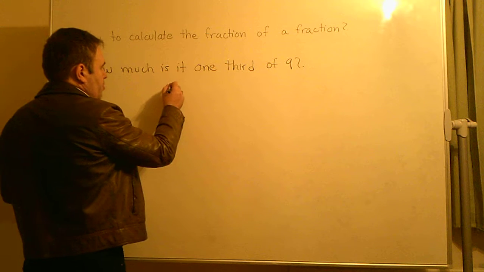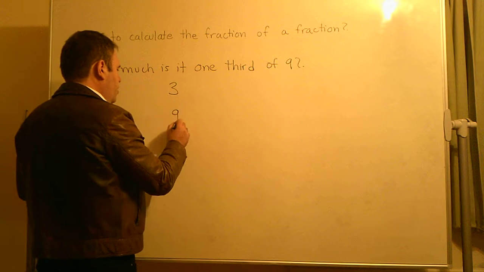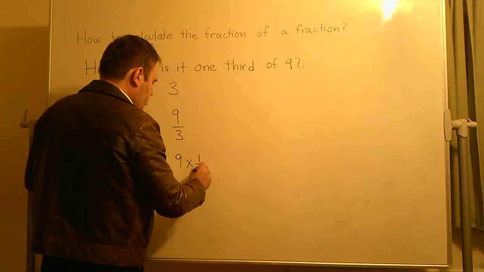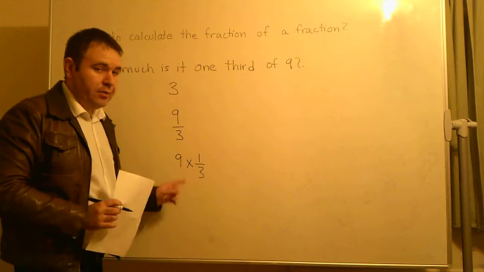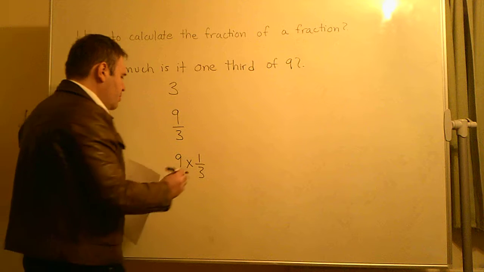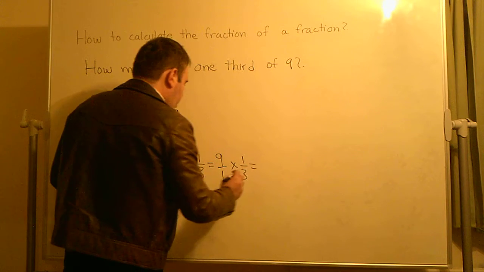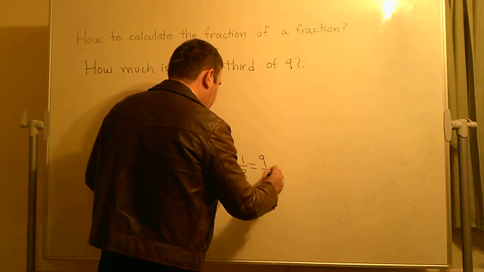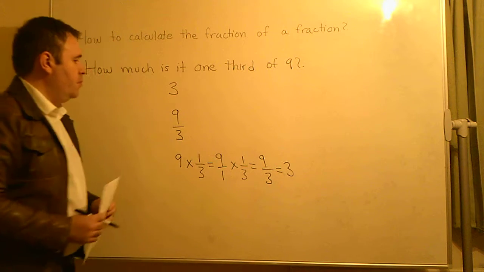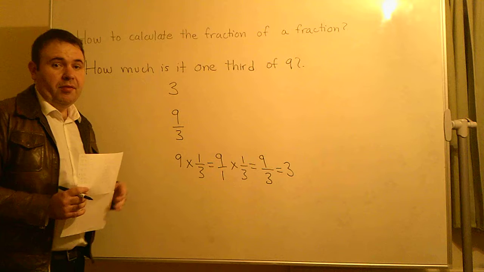Well, you would answer straight away, oh, it's 3. How do we get to this result? Well, we take 9 and we divide it by 3. But really what we are doing is we are multiplying 9 times 1/3. In the previous example, we were multiplying 8 times 1/2. So now we imagine that 9 is divided by 1, and then we multiply it by 1/3. And then we would have 9 times 1 is 9, and 3 times 1 is 3, and then 9 divided by 3 is 3. So this is the reasoning behind saying that 1/3 of 9 is 3.